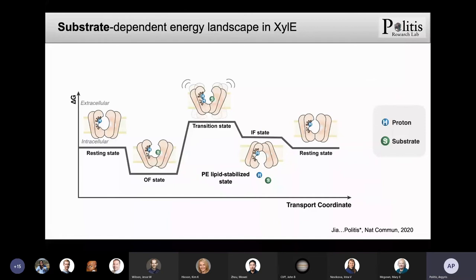So in that case, we do two things in these studies. We can see the effect of lipids in the whole transport cycle, but we can also identify the sequence of events, what is happening first and what's happening second in terms of protonation and substrate binding.